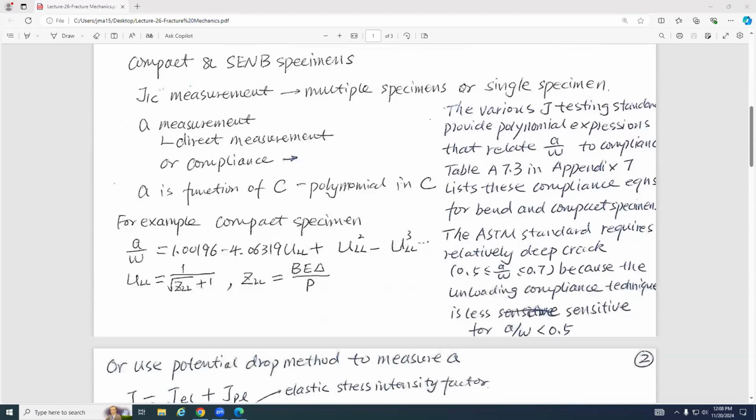So we also talked about this is the polynomial. The C is a function of a over W, and a over W is a polynomial, okay? How to calculate this a over W? And this is for the example of the compact specimen.